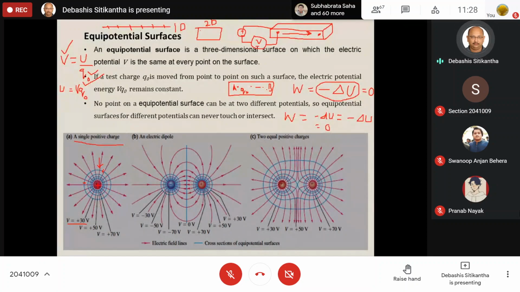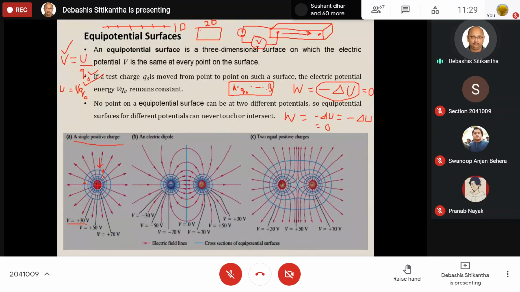At this point also it will be 30 volt. Similarly, if I move on to the interior, or the second contour, you all know the electric field for a positive charge increases as we move towards it. So if the distance decreases, naturally the potential is going to increase.